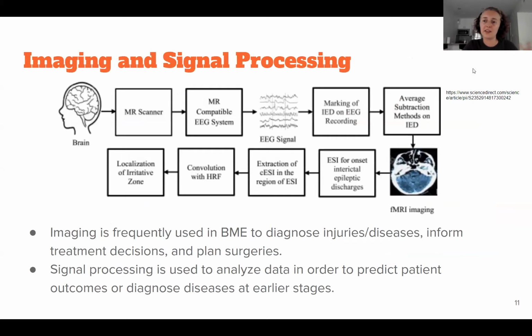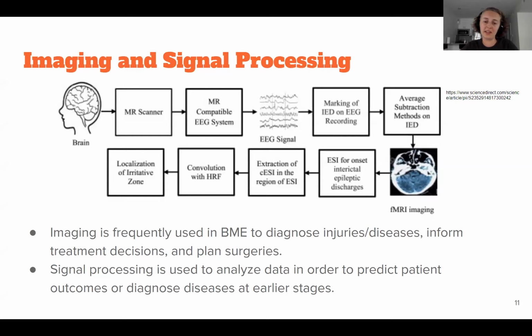The next category we're going to talk about is imaging and signal processing. And imaging is really frequently used in BME and in medicine in general. If you've ever had an MRI or a CAT scan or an X-ray, you know it can be used to diagnose injuries and diseases. It can inform treatment decisions, and it can also be used to plan surgeries if a surgery is very complex or very risky.